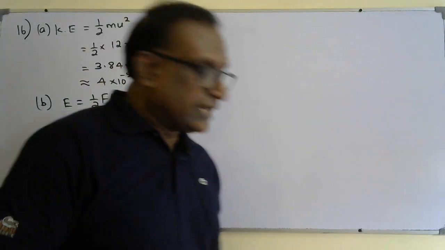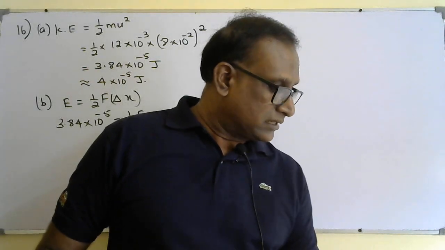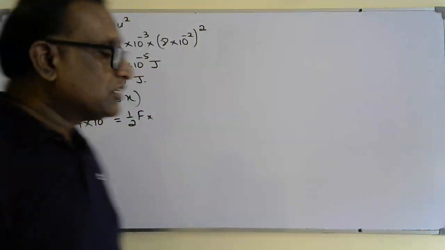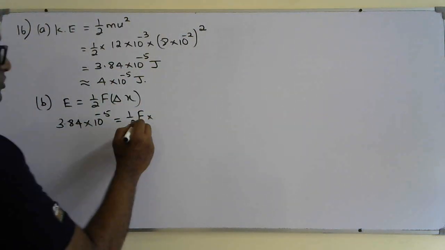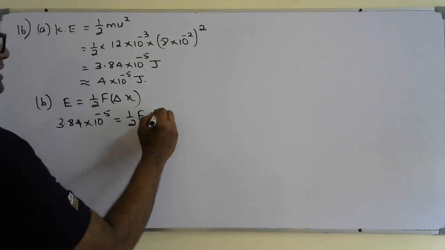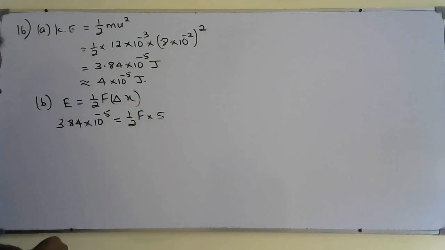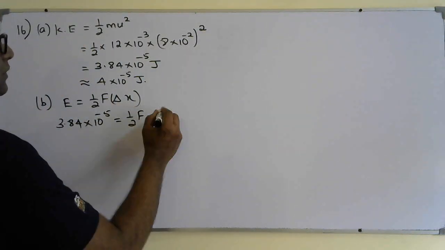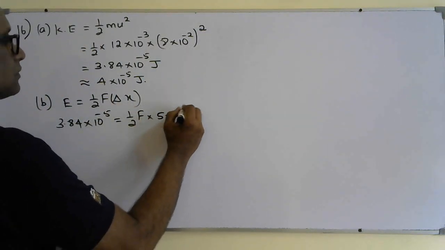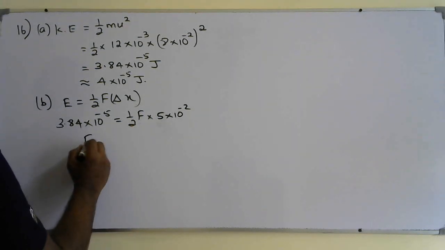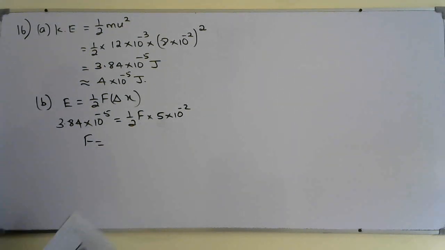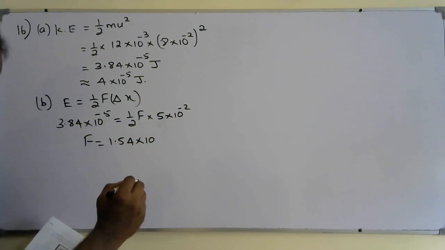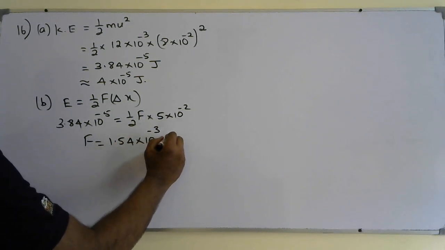So based on that, the last part is the graph, D part; they asked to draw the graph. I'll explain again later. Anyway, they asked you to find the force when the spring is released. At that time the force is F and the compression is 5 centimeter, so we can write 5 × 10^-2. From this, find F, that is 1.54 × 10^-3 newton.